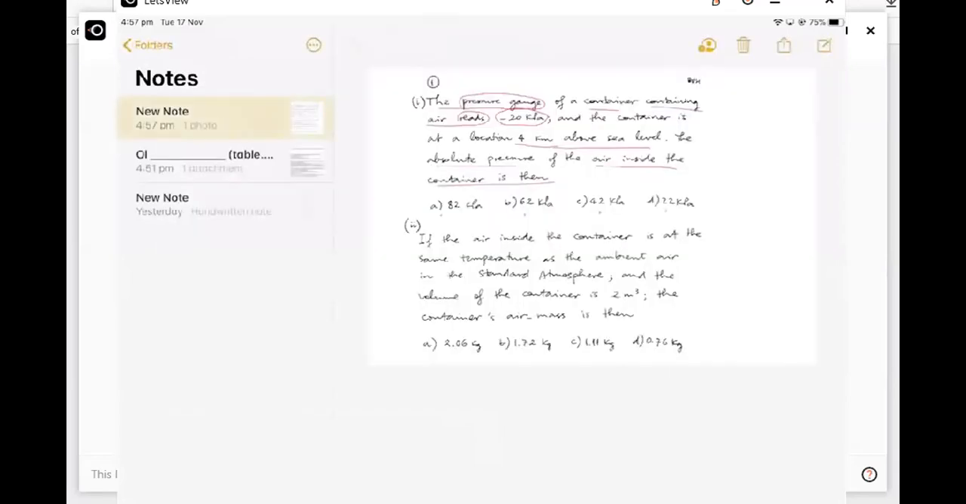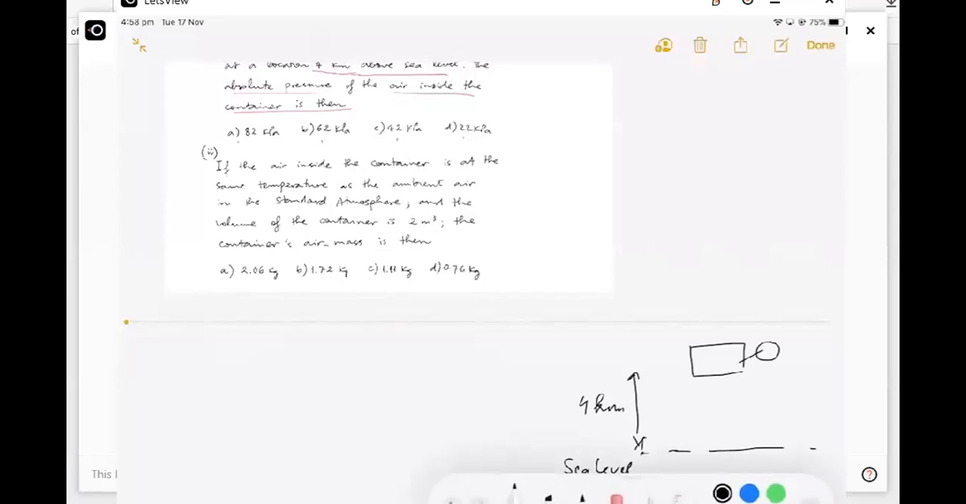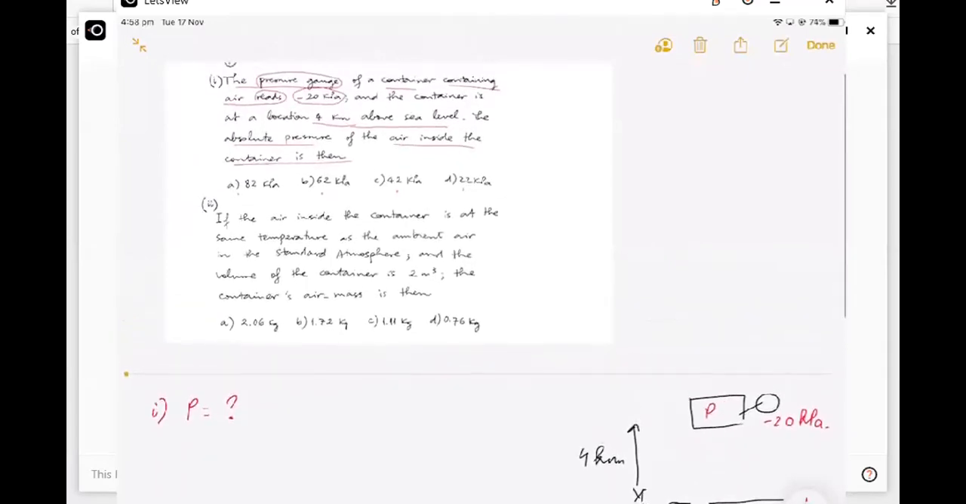Okay. So for this one, we have a container. This one is sea level. But we have a container at 4 kilometer altitude. And in this container, we have a pressure sensor. From this pressure sensor, we read minus 20 kPa. And we have two questions. Question one asks you the pressure inside the container, P. Okay, and the second one, we do the first one first. We give you maybe 5 minutes to do the first question.